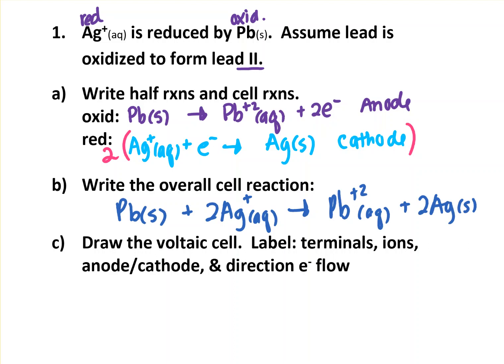And again, what I did when I balanced this to get 2 electrons, then the electrons don't appear in the net, the overall, because they cancel. Okay, but this 2 ended up causing this 2 and this 2.